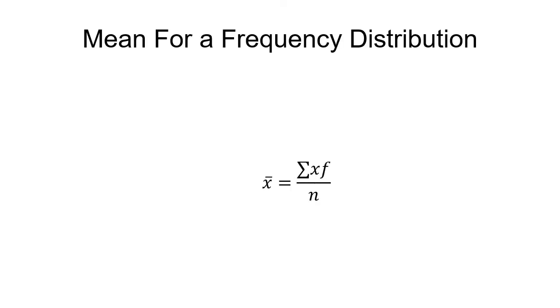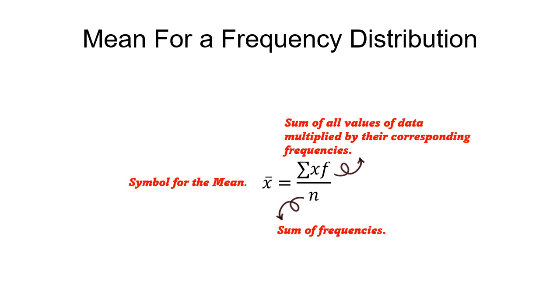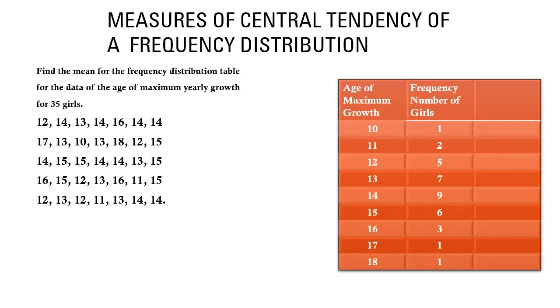If we have a frequency distribution table, we can still find the mean, but we have a formula for that. We need to multiply each data value by the corresponding frequency, take the sum, and divide that sum by the sum of all frequencies. So we have a table for the frequency distribution for the age of maximum yearly growth for 35 girls, and we need to find the mean, the mode, the median, and the mid-range for this table. First, let's try to find the mean.